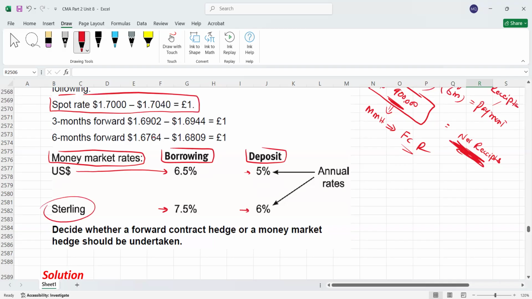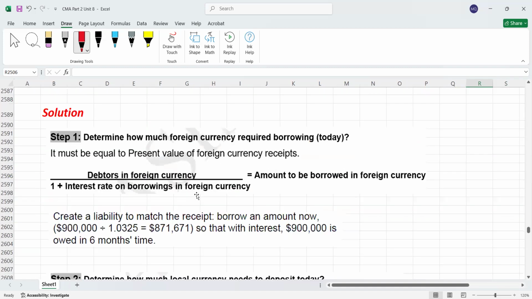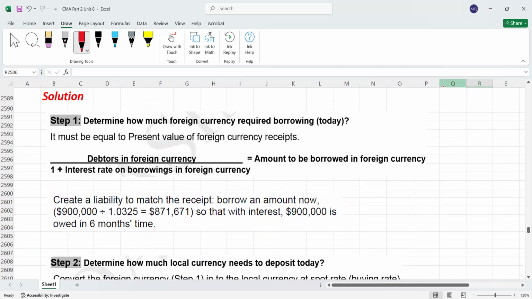Now, the requirement is we need to decide whether a forward contract hedge or a money market hedge should be undertaken. So first I'm going to perform the calculation as per money market hedge for foreign currency receipt. So here we go, guys. Step number one, we know we have a net receipt of dollar 900,000. So for this $900,000, I need to set up a money market hedge, and this is how it will work.